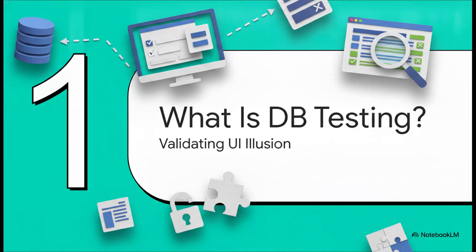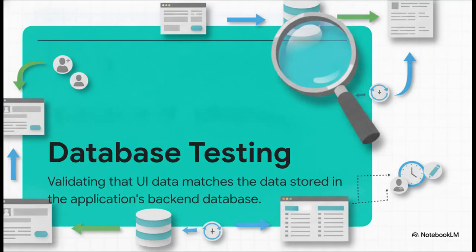Section 1. What is database testing? Validating the UI illusion. Database testing is, by definition, validating that the data displayed or submitted on the user interface perfectly matches the data stored in the application's backend database. Essentially, it's a strict synchronization check. If you add a user on the UI, that exact same user record must appear in the backend. If you update a user's experience from, say, 10 years to 12 years on the screen, or delete a record entirely, those exact changes have to instantly and perfectly sync with the backend database.